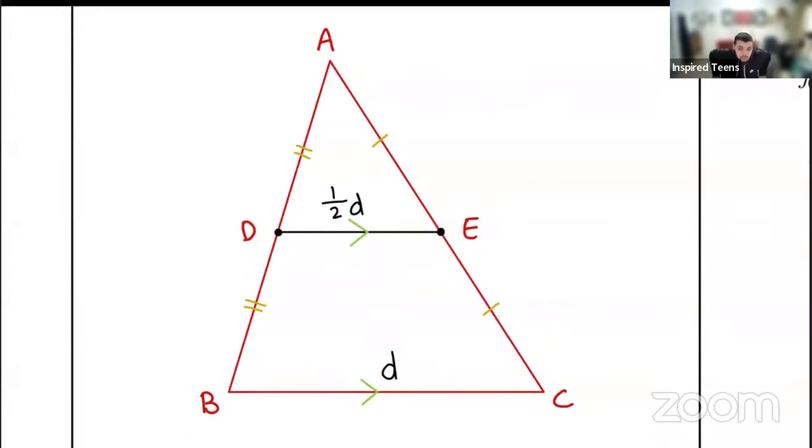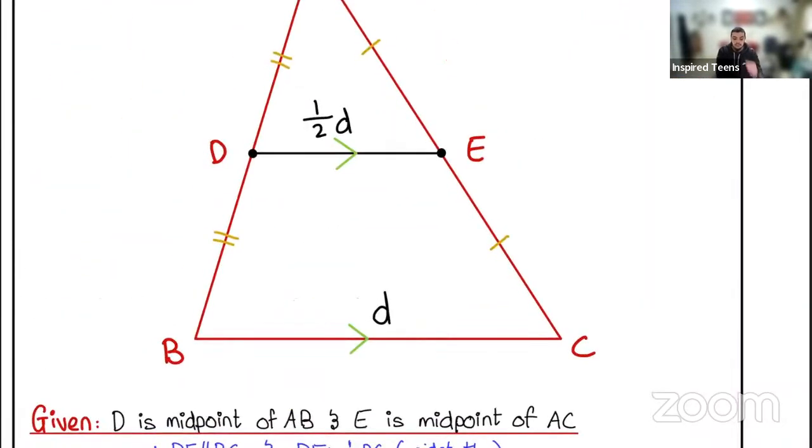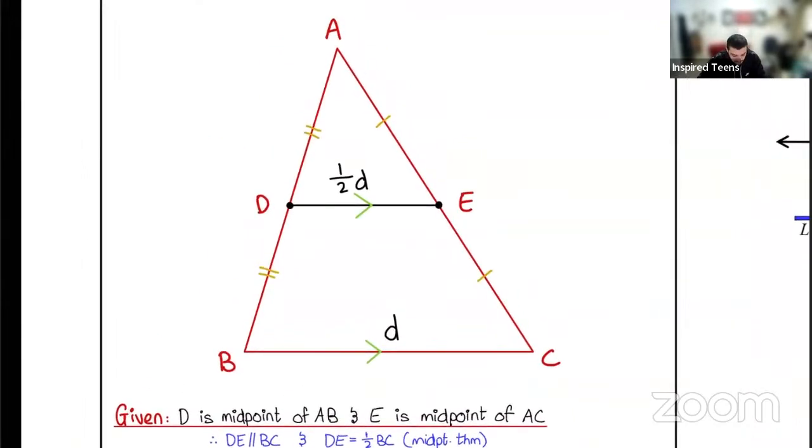So if it is given to you that D is the midpoint of AB and E is the midpoint of AC, you can say, therefore, DE is parallel to BC. Your reason for that would be midpoint theorem. Or you can also say, therefore, BC is twice that of DE. What's your reason for that? Midpoint theorem. Okay, so that's the point of using it, and that's how you use it, right? I hope that makes sense.